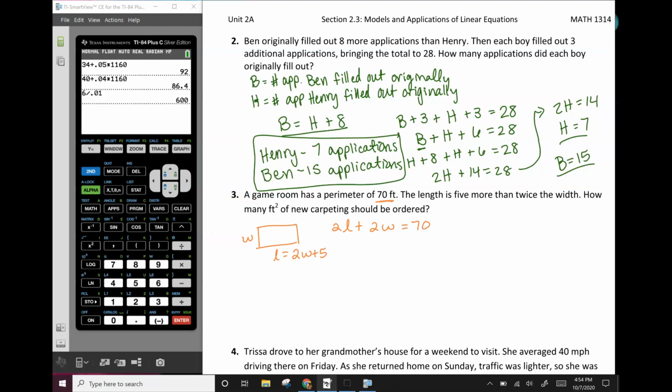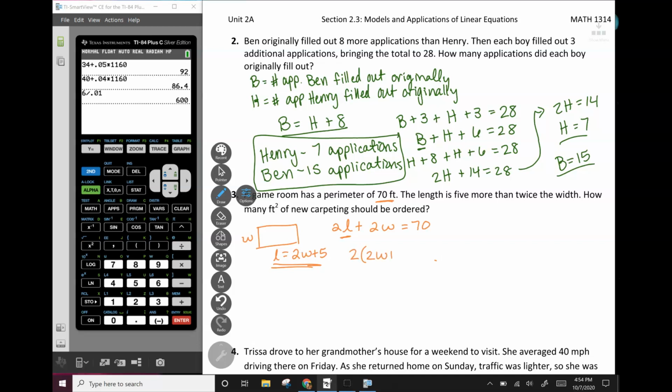Since we have 2 variables, luckily they gave us some information to relate them, and that is this L equals 2W plus 5. So in my perimeter equation, I will replace the L with the way it's related to W, which is 2W plus 5. So I'm going to do 2 times, parentheses, 2W plus 5 plus 2W equals 70. The reason we do that is so now we only have 1 variable in our equation and we are able to solve. So we'll solve for W, distribute the 2.